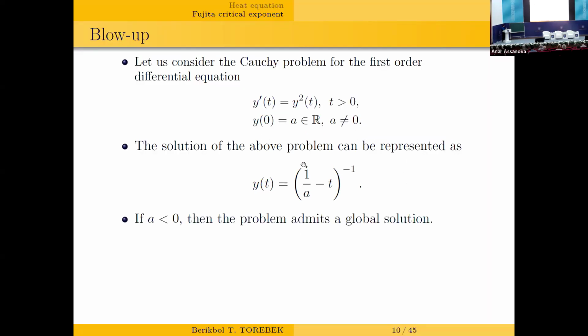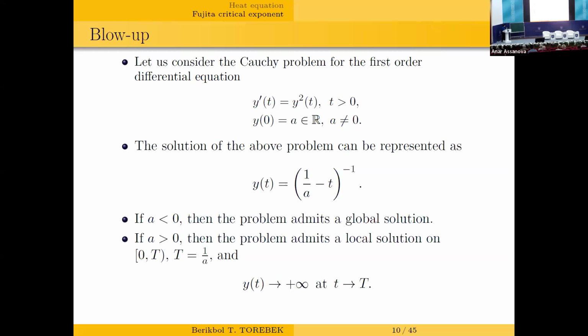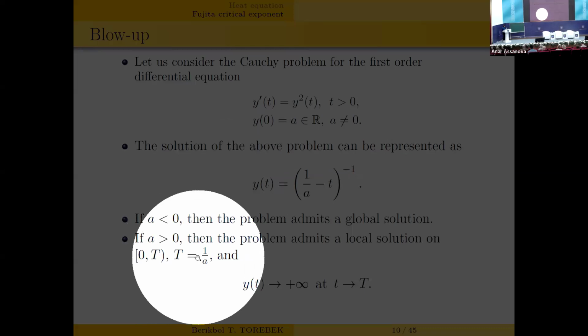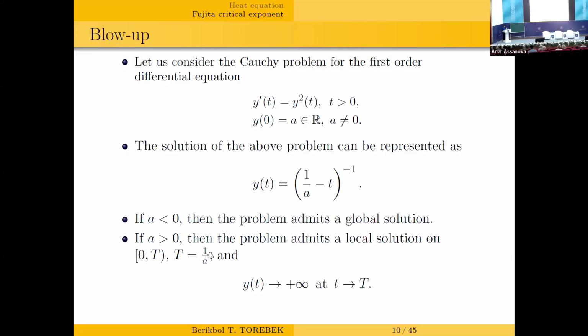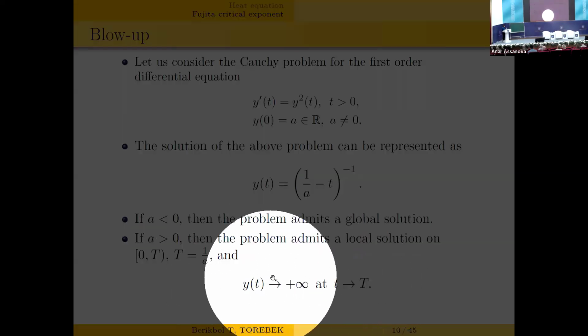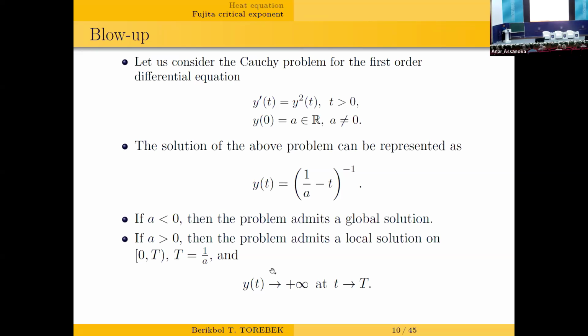And if A is strictly negative, then we say that this solution exists globally. Globally here, I mean it exists for any time. And if A is positive, then there is a local solution up to the time capital T. Here, capital T is 1 divided by A, where A is the initial function. And if t goes to capital T, then our solution goes to infinity. This phenomenon is called blow-up in finite time.